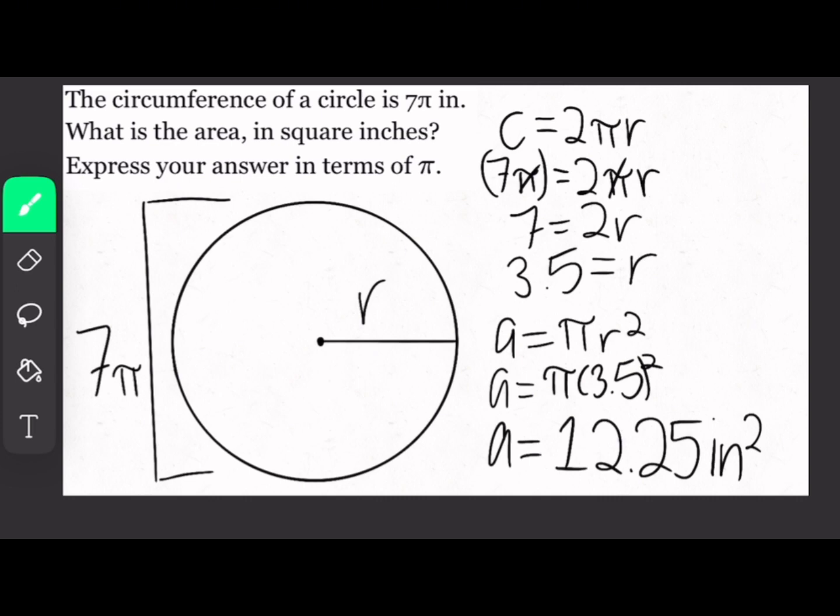Why did I forget the pi there? Well, there he is now. So, express your answer in terms of pi, you'd get 12.25 pi inches squared.